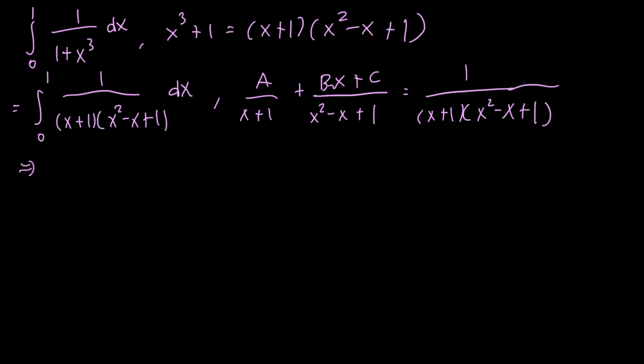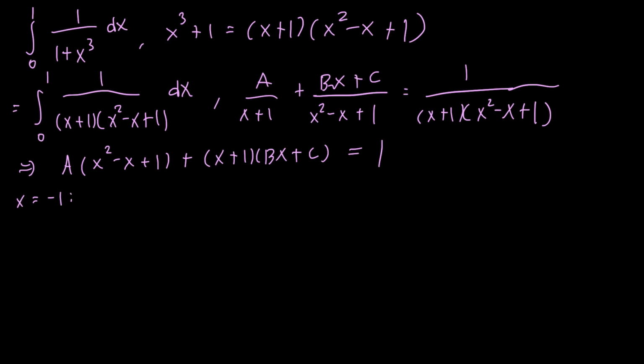But this means that A times x squared minus x plus 1 plus x plus 1 times Bx plus C is equal to 1. And from here, we'll plug in some certain values. So if x equals -1, we're going to have A times (-1) squared minus (-1) plus 1. And then the other term will be 0, so this is equal to 1.